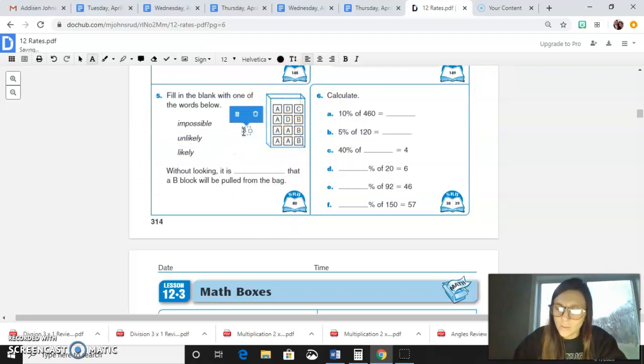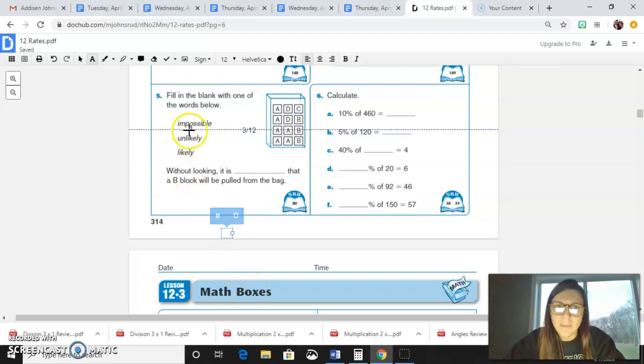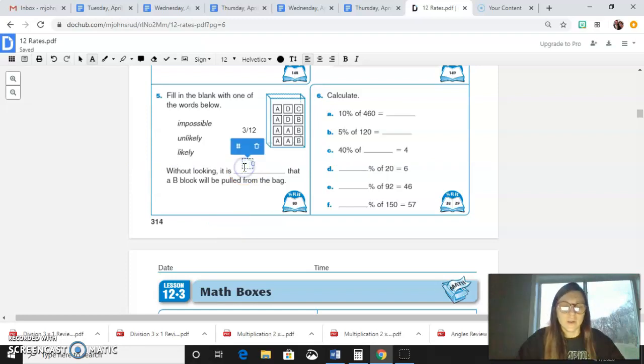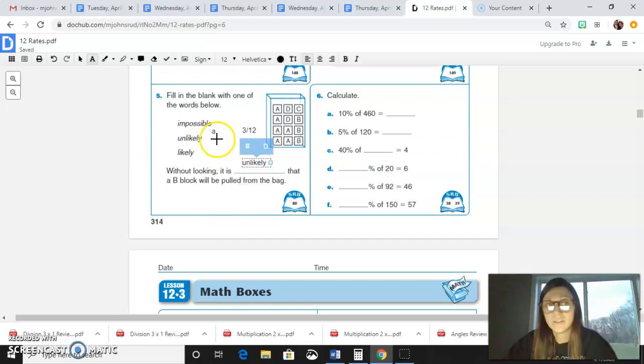Okay, well, if you know that 3 out of the 12 blocks are B, is that impossible? No. Is it unlikely? Well, yeah, 3 out of 12 isn't much. Or is it really likely? Not really. So your answer there would be unlikely. It's likely, but not by much.